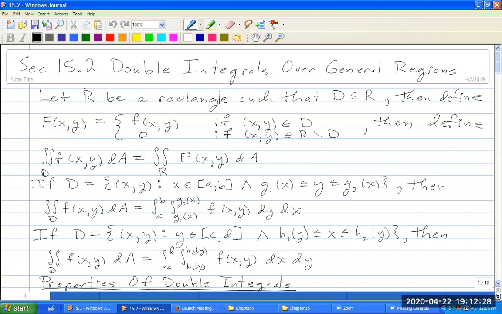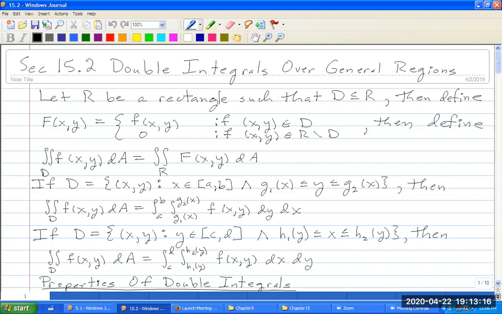Let R be a rectangle such that D is a subset of R. Then I'll define F, capital F, of XY as equaling F of XY if XY is in D, and 0 if XY is not in D. I'll then define the double integral over this general region D of F of XY to equal the double integral over the rectangle, which we defined previously, of this newly defined function, capital F of XY.